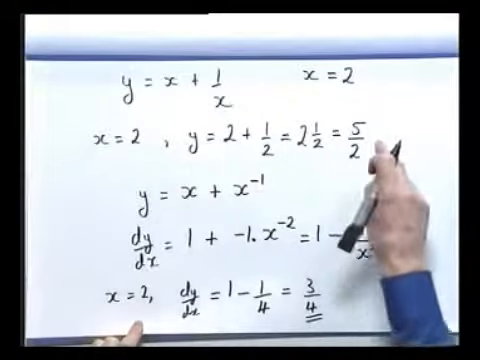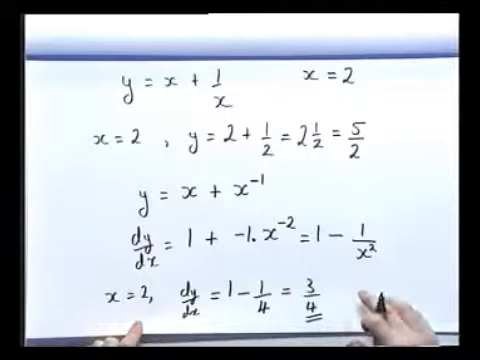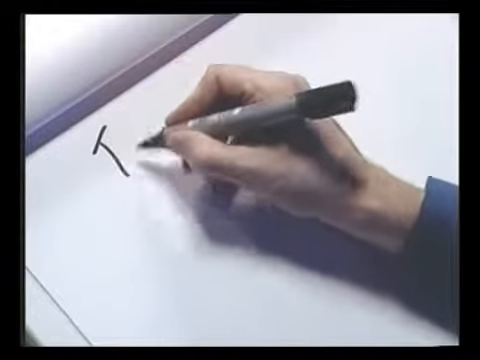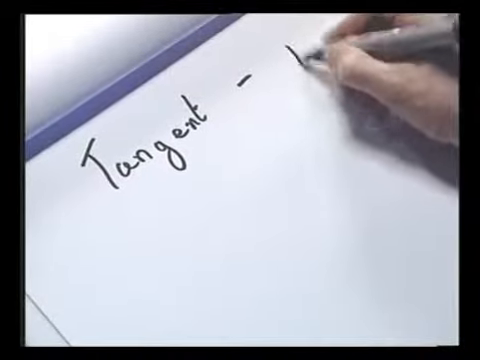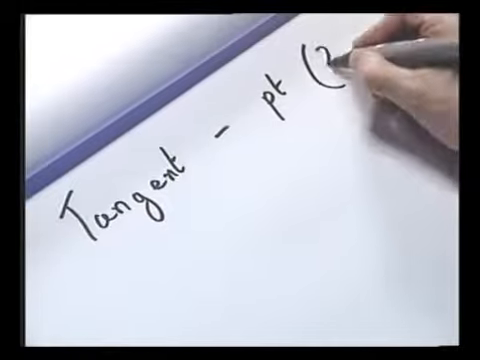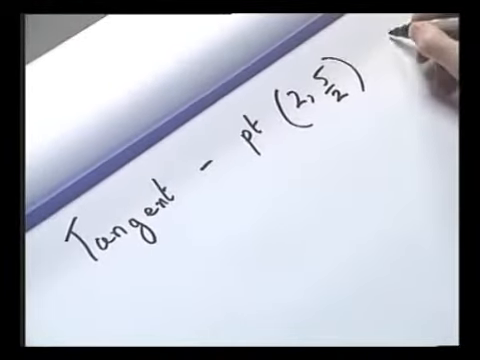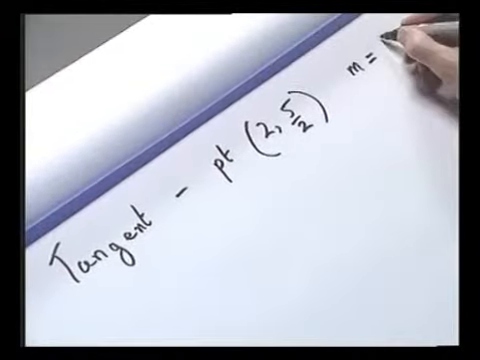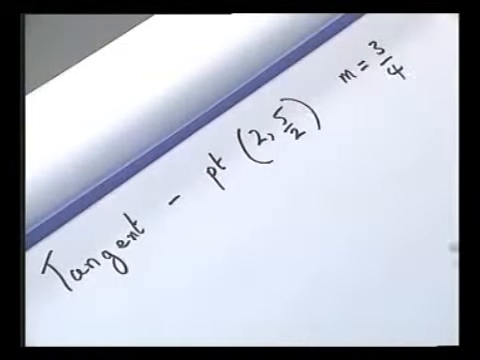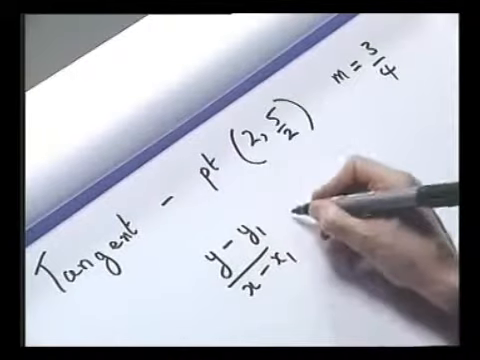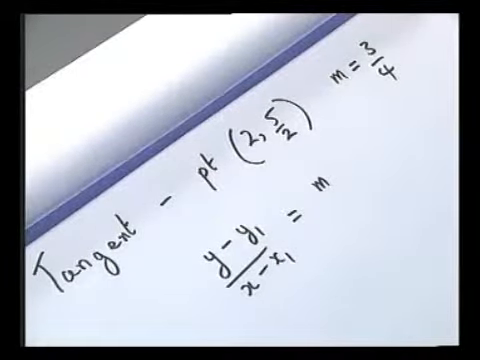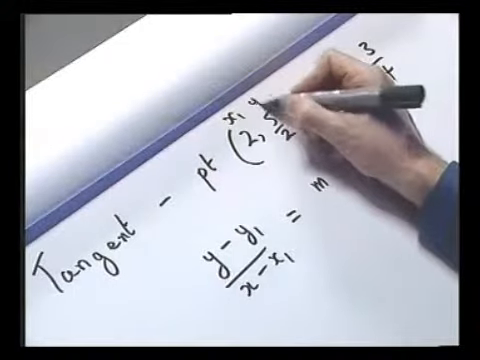So, we have got a point, (2, 5/2), and we've got a gradient of 3/4. And so we can find the equation of the tangent. Let's just list what we know. We've got the tangent at the point (2, 5/2), and we know that the gradient at that point is 3/4. So the standard equation for a straight line, (y minus y1) over (x minus x1) is equal to m, the gradient. And this is x1, and this is y1.